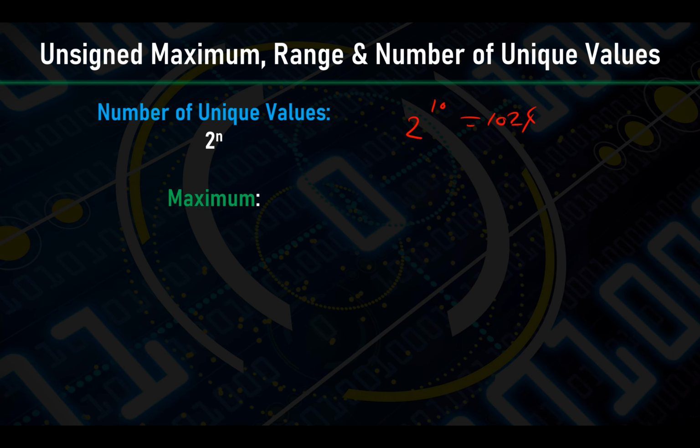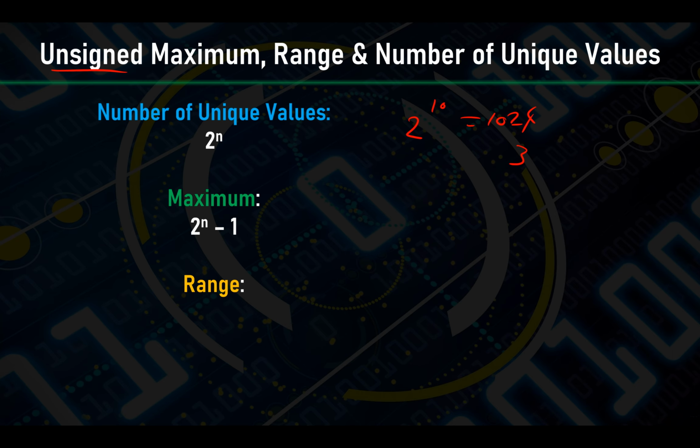Right, the next one. What's going to be the formula for the maximum? Note that currently we're only talking about the unsigned maximum. Hopefully people know this: it's going to be 2 to the power of n minus 1. So of course with 10 bits, it's going to be 1023.